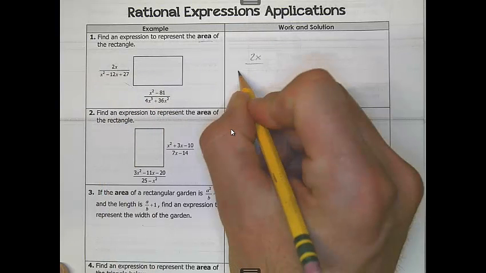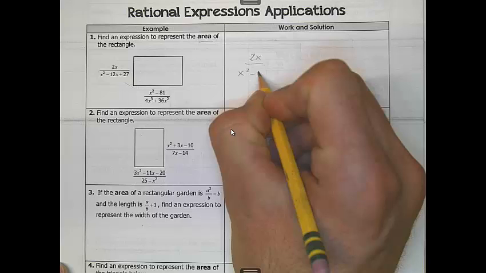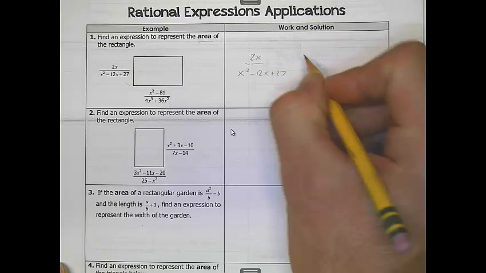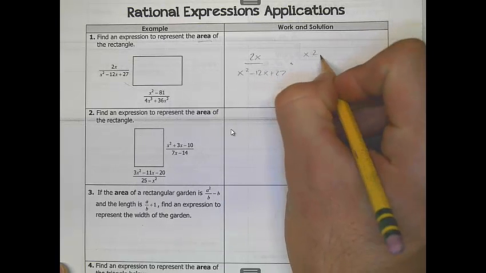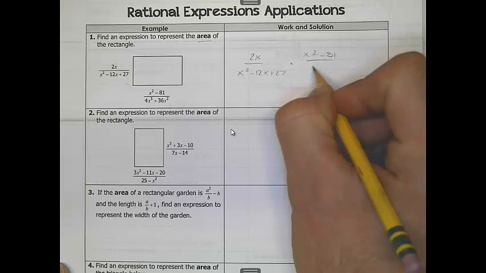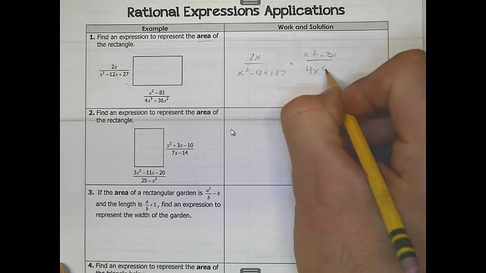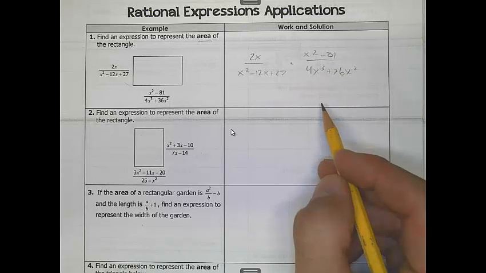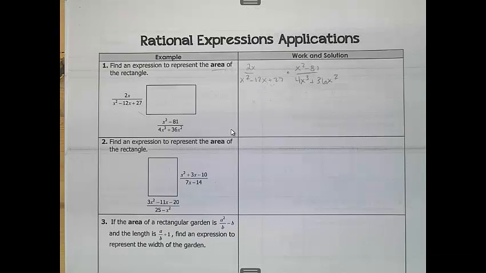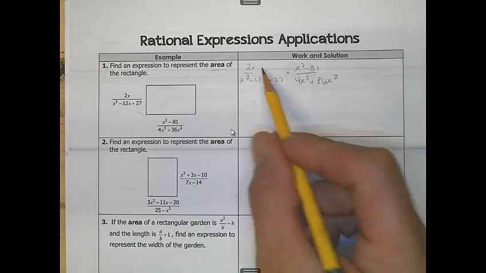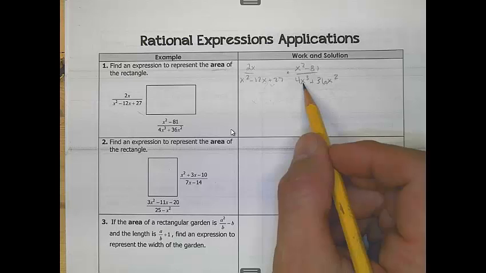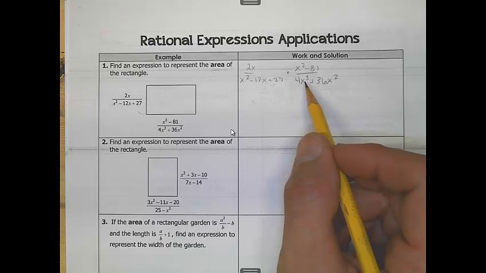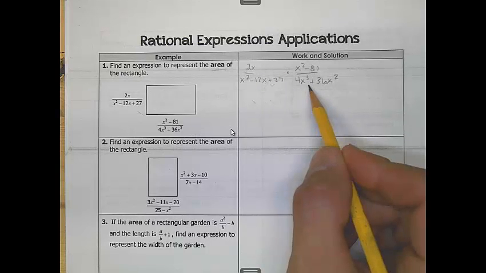2x over x squared minus 12x plus 27 times x squared minus 81 over 4x cubed plus 36x squared. And I'm going to have to rewrite that because I didn't leave myself any room to work here. Okay. Now, we want to simplify these, right? So the first thing we want to do is not just multiply across like we do with fractions, you know, top times top, bottom times bottom. But we first want to factor everything, if you recall, because if we factor everything, then we can get some things to cancel and simplify.